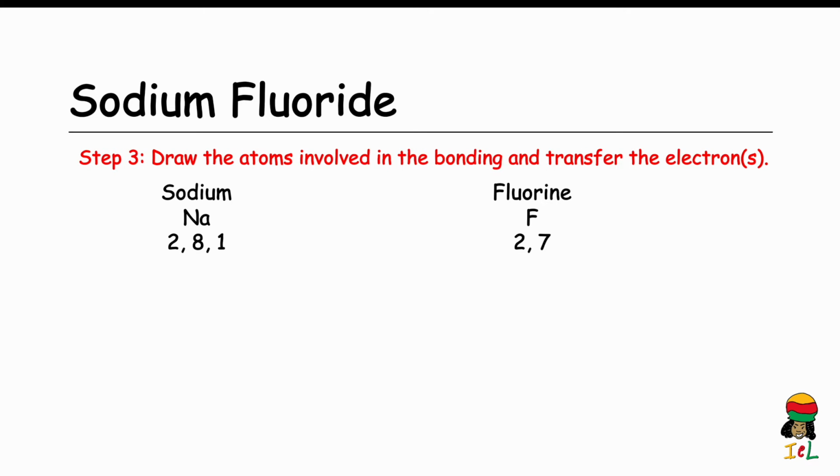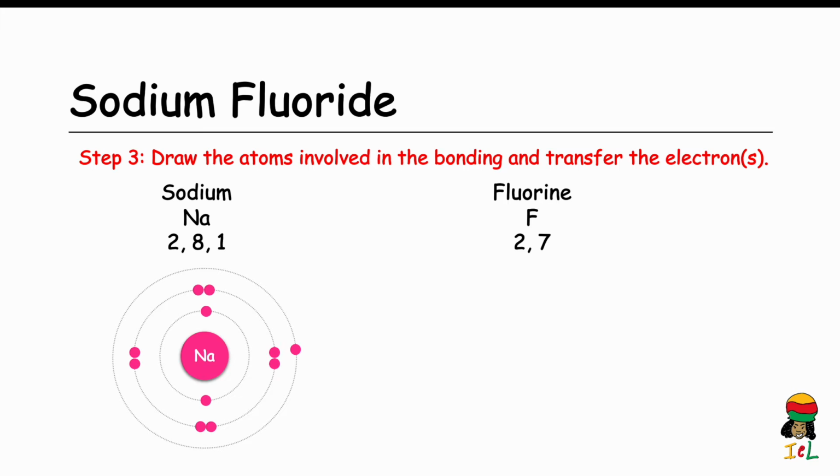Step 3, draw the atoms involved in bonding and show the electron transfer during the ionic bond formation. We start with drawing sodium, its central nucleus, surrounded by 3 shells. We are using dots to represent the electrons on the sodium atom. So there are 2 electrons on the first shell, 8 on the second shell, and 1 electron on the third and final shell. Therefore, sodium, having just 1 electron on its last shell, will donate that 1 electron to fluorine.